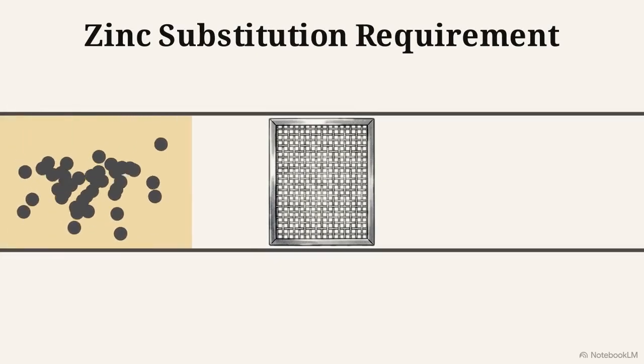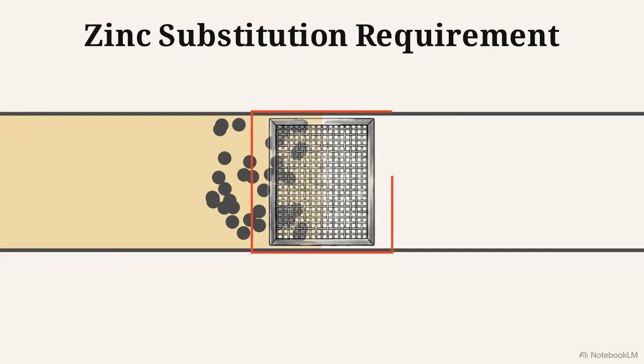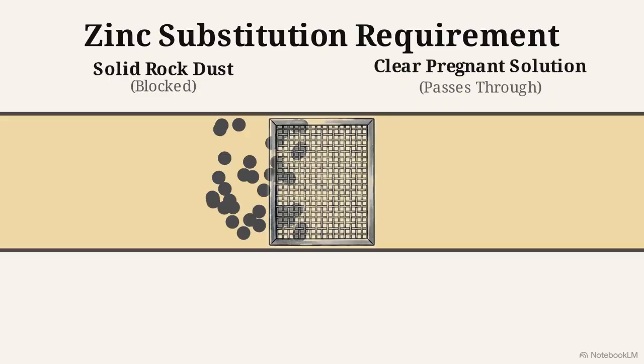To collect that dissolved gold, traditional operations use a method like zinc substitution. This method has a strict physical requirement. As you can see here, the mixture must pass through a fine filter membrane. The solid rock dust is blocked, and only a perfectly clear liquid gold solution makes it out the other side.